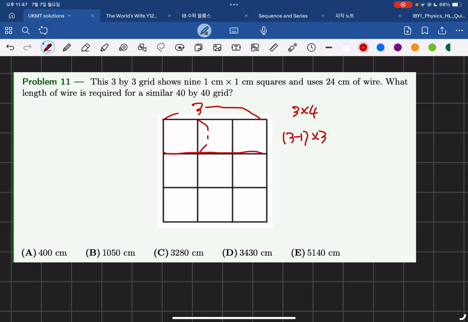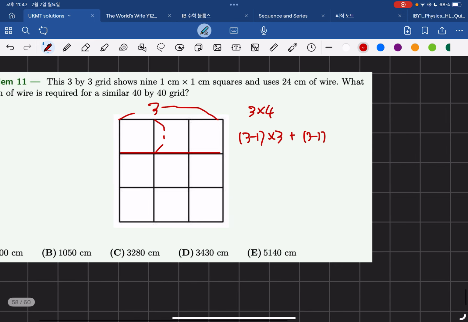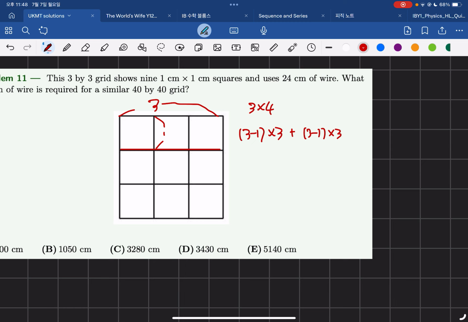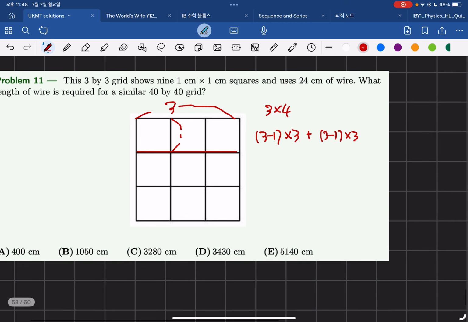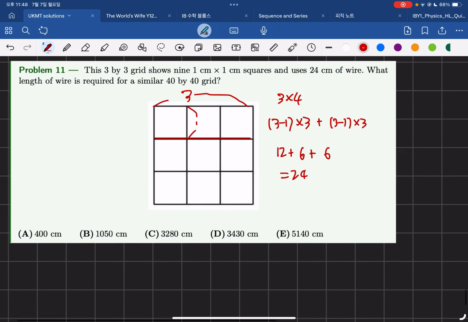And same for the horizontal line. There are 3 minus 1 lines, and each horizontal line is composed of 3 short lines. And when we add them up, it's 12 plus 6 plus 6, which is 24, and that is why the 3x3 grid uses 24 centimeters of wire.